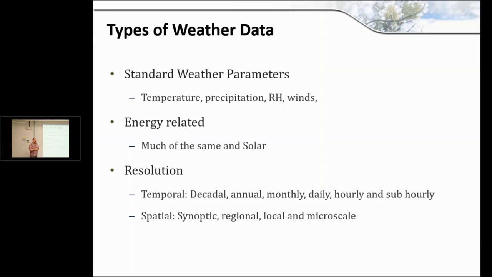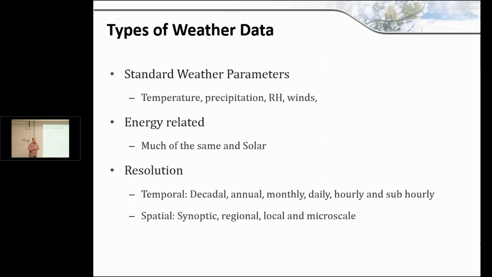And then spatially, from a weather point of view, we can look synoptically, so what happens across the entire United States? Is there trends there? Or can we bring it down into regional, local, and then micro scale? What is happening on top of us right here? And what's happened there over the time frame? So those are kind of the things that we try to look at.